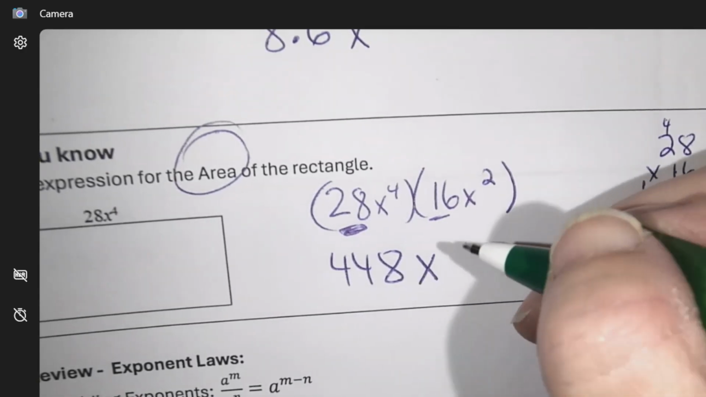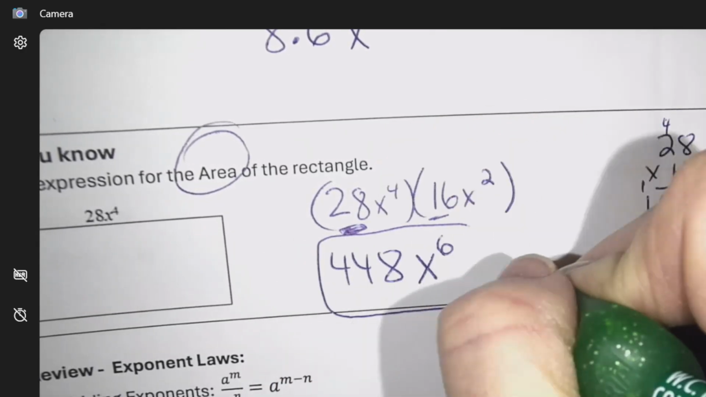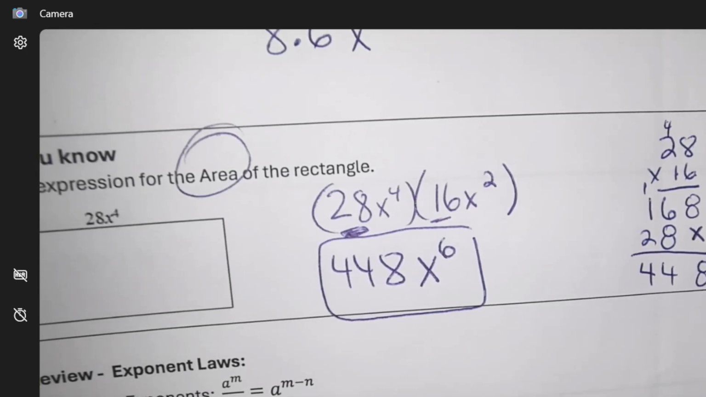x to the power of 8. Or 6? Or do we add them? Oh, yeah. What's the rule? If there's multiplying things together, add. I'm sorry, guys. I forget. Okay.